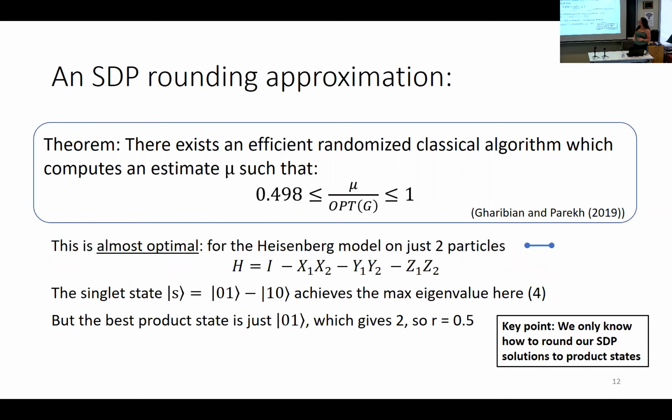Okay, and they also note that this is almost optimal for the Heisenberg model, because if you think about the very simple graph of just one edge and two vertices, the best product state gets a value of 2, and the best entangled state is the singlet state, which gives a value of 4. So that gives you an approximation ratio of 0.5. So 0.498 is almost 0.5. It's sort of like this is a solved problem in terms of product states.